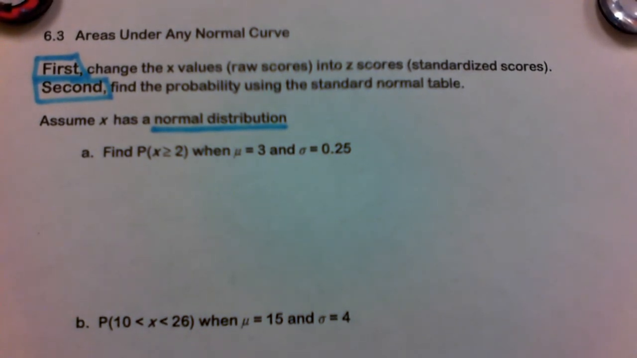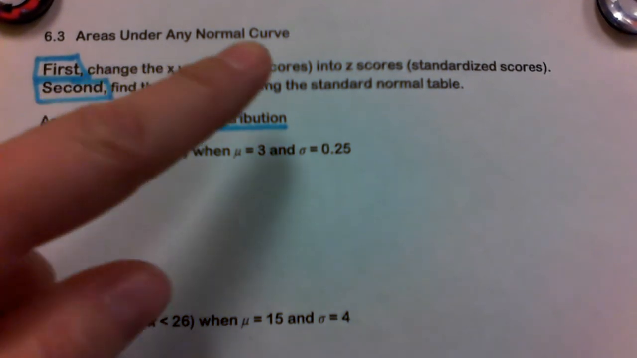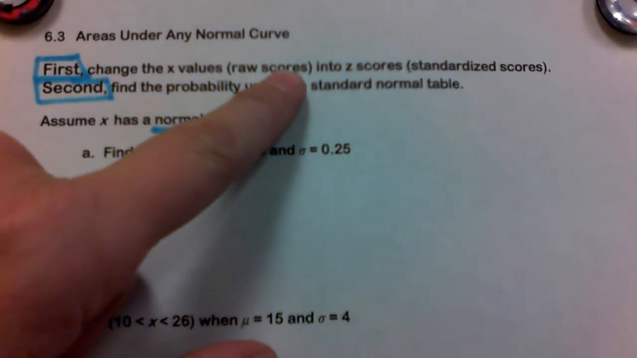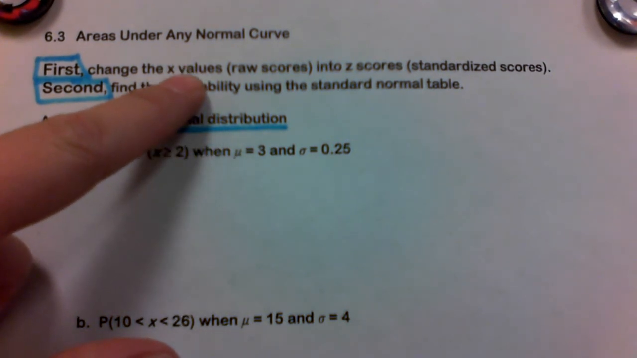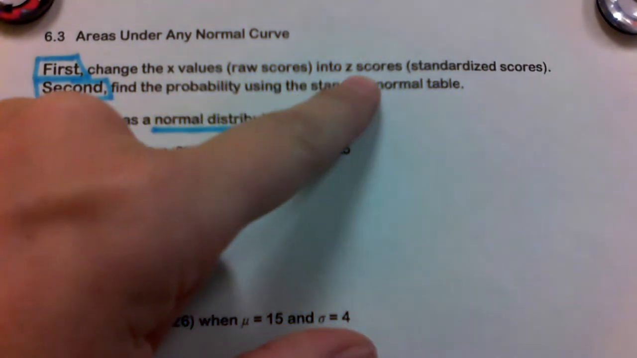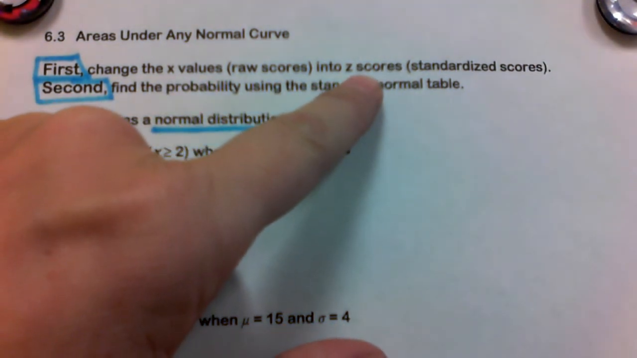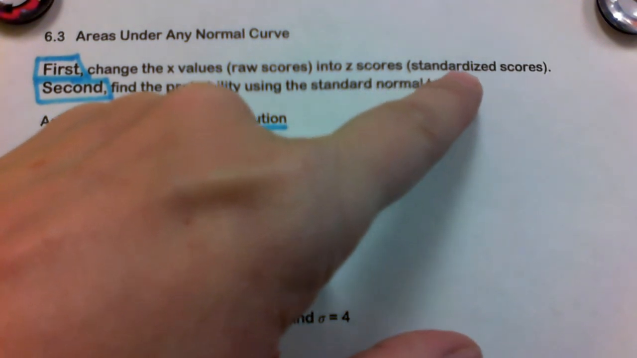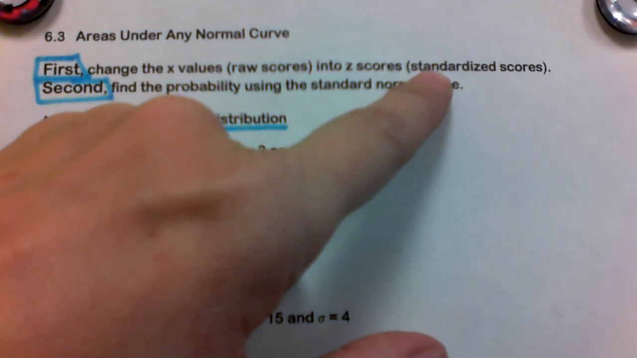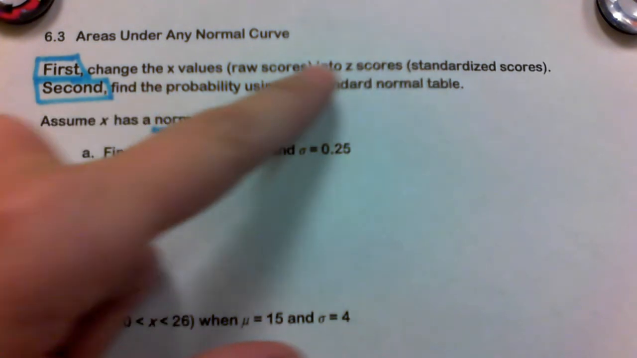Now in 6.3 we will be doing application, and application means real life problems, which means real life values. Real life values are your raw scores. So what's going to occur in these application problems is you will be given X values or raw scores. So first you will be required to convert those to their equivalent Z values, which are your standardized numbers. Then from there you'll go to the table to find the probability.